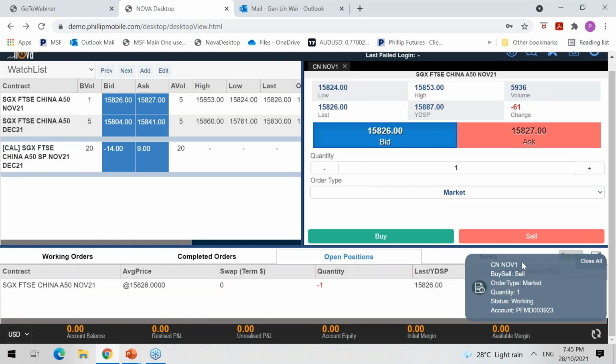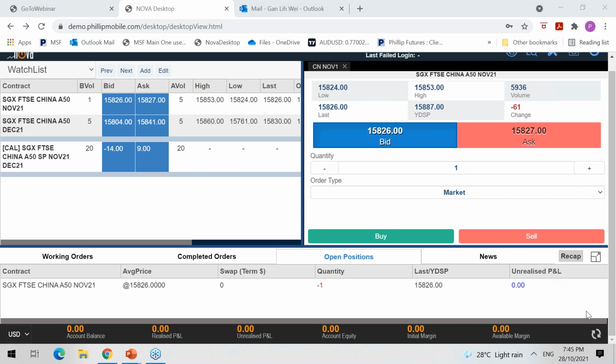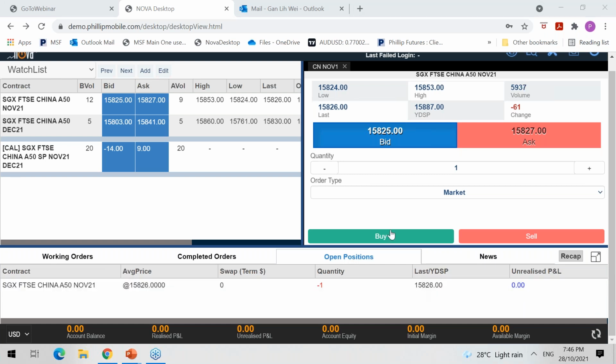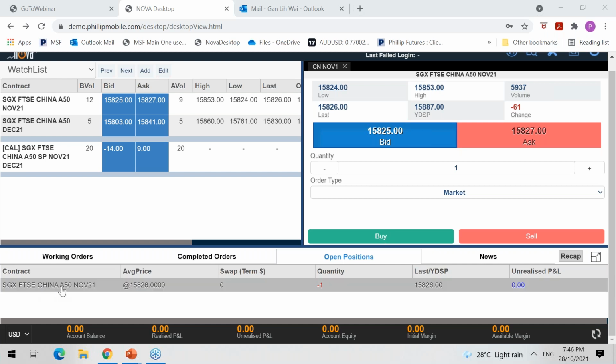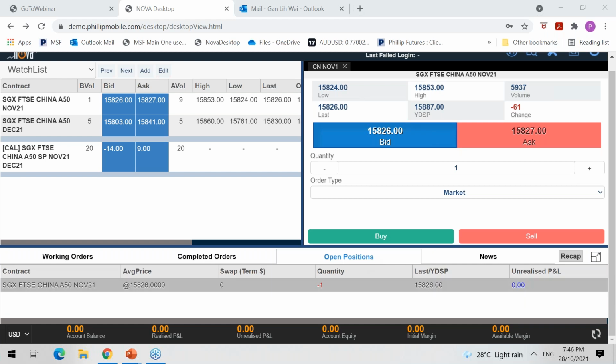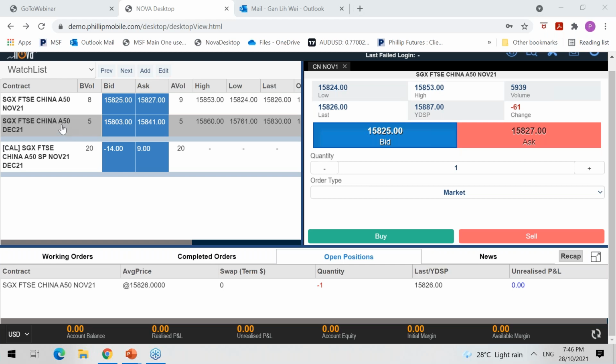So once you have sold, you're in position at 15826. Let's assume at the end of the month, this contract is going to expire and you need to do a rollover. What does it mean? It means you have to close off this position to buy back at market the China A50 for the November contract, and then to sell at the December contract.